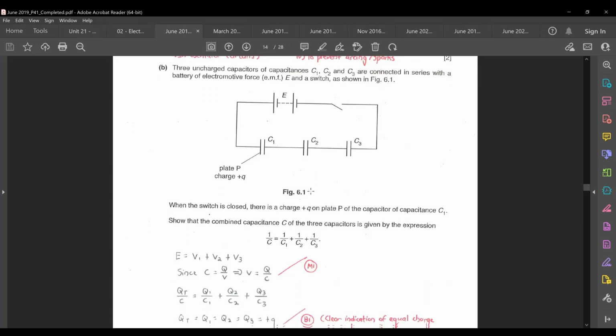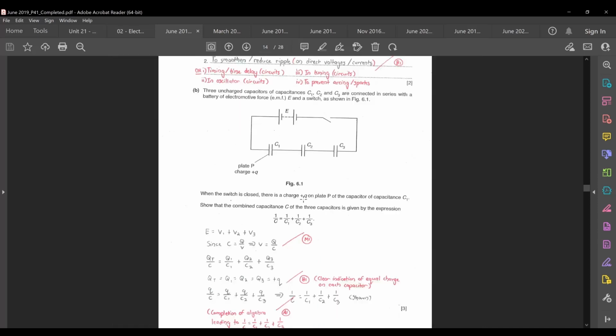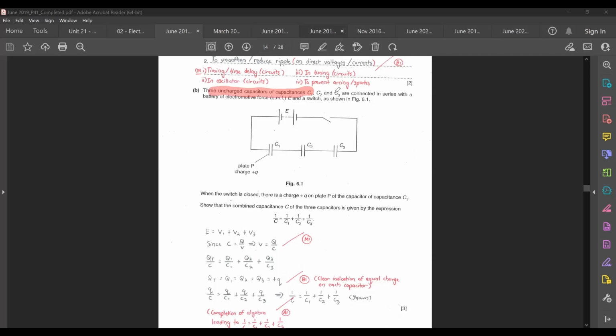Then if you look at part B, right over here, you have three uncharged capacitors, or capacitances, C1, C2, C3, connected in series with a battery of EMF E and the switch as shown. When the switch is closed, there is a charge positive Q on plate P on the capacitor of capacitance C1. So this is plate P, you have a charge of positive Q here. Show that the combined capacitance of the three capacitors is given by this expression here. This is actually just asking you to derive an expression for capacitances in series.